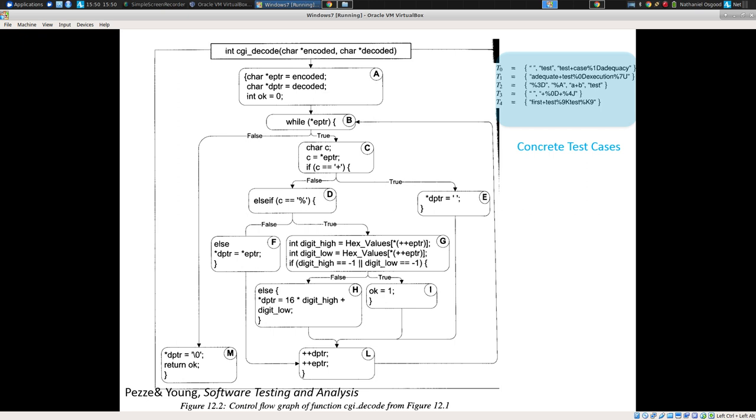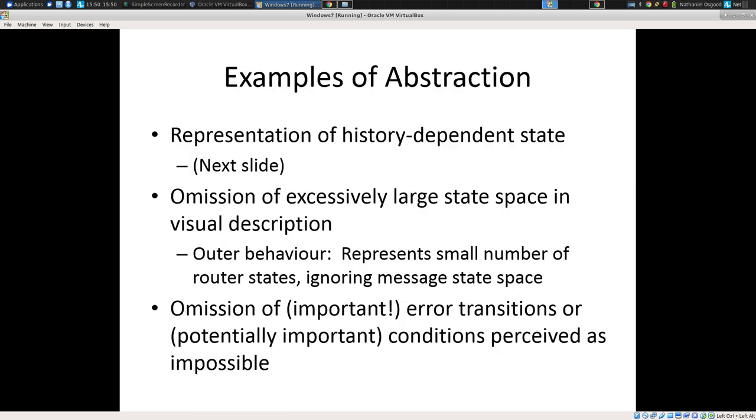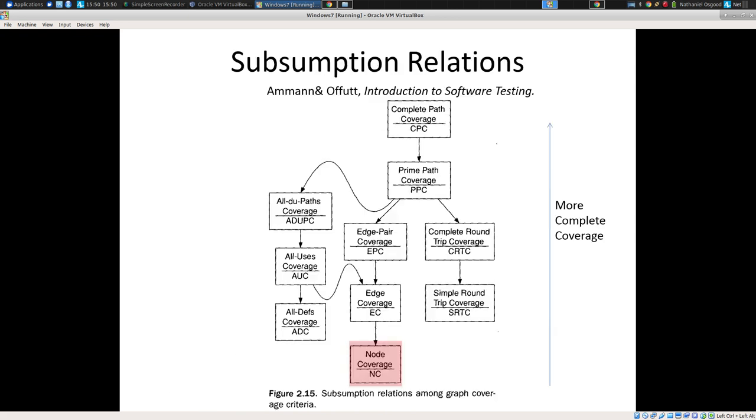Well, time is up for today, but we're going to be going on to talk about some limitations, and then talk next time about what's called a subsumption hierarchy, which has to do with the fact that we can achieve different levels of coverage, and higher levels of coverage will subsume lower ones, meaning everything that's covered at the lower level is still covered, but we're covering at least or almost always more than that. We're covering a broader set of things, okay?